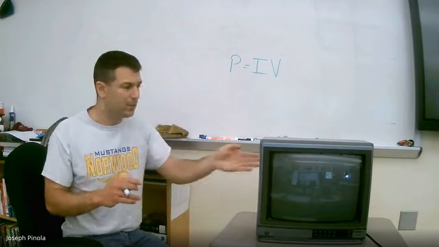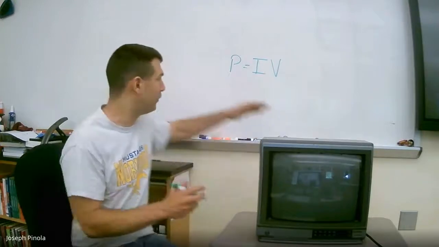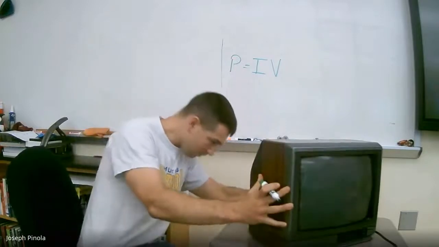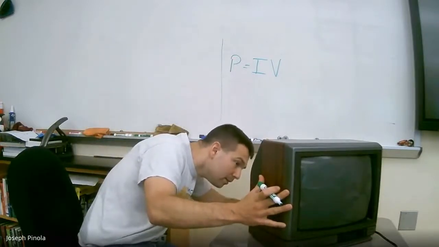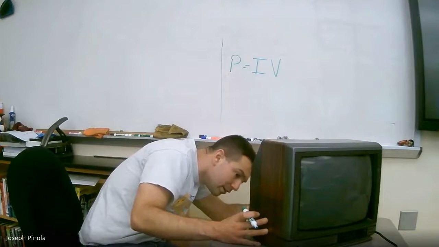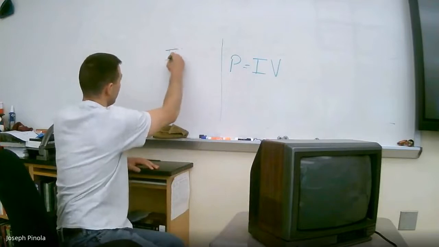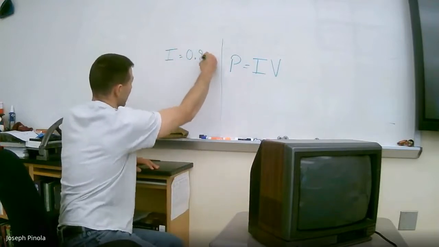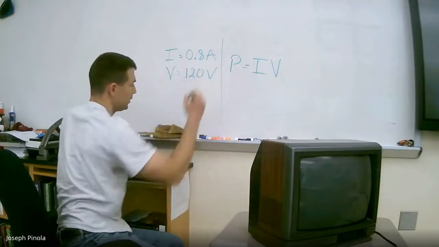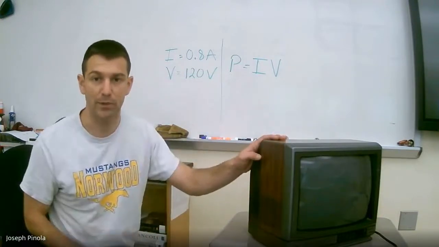Luckily for us, there's some information on the back of this old TV that'll help me figure this out. So let me turn it around and we'll fill in part one of our three-step method with the information we get from the back. And I'm reading here that this television draws a current, or I, of 0.8 amps when it is hooked up to a 120 volt outlet, which is exactly what I have it plugged into right now, the outlet that's next to my computer.